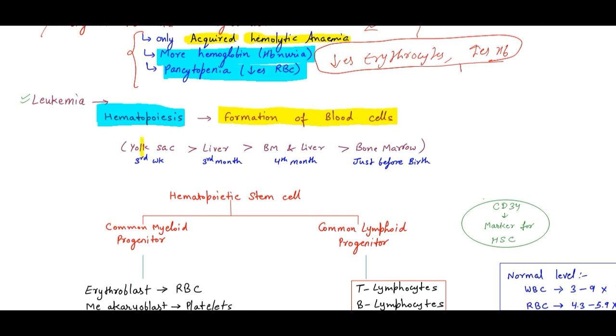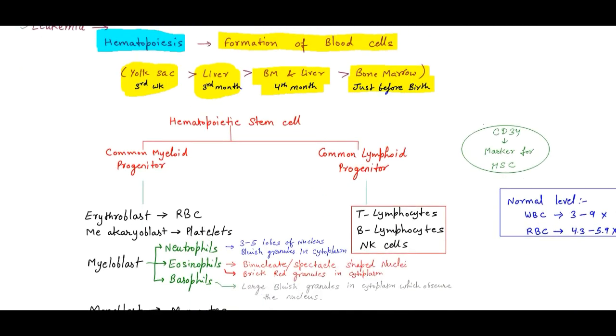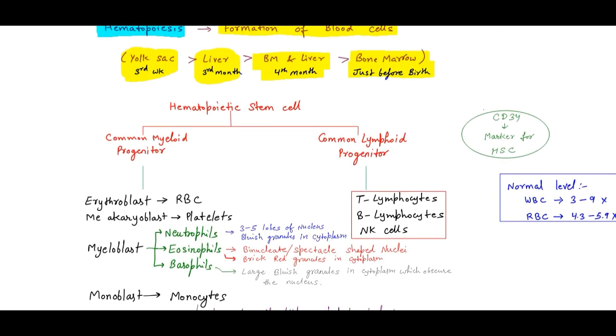Remember, these are the hematopoietic organs: yolk sac in the 3rd week, liver in the 3rd month, bone marrow. Just learn all these organs by heart. These are the hematopoietic organs during our embryo stage. Then the hematopoietic stem cell. What is the hematopoietic stem cell? Hematopoietic stem cells produce all the blood cells.